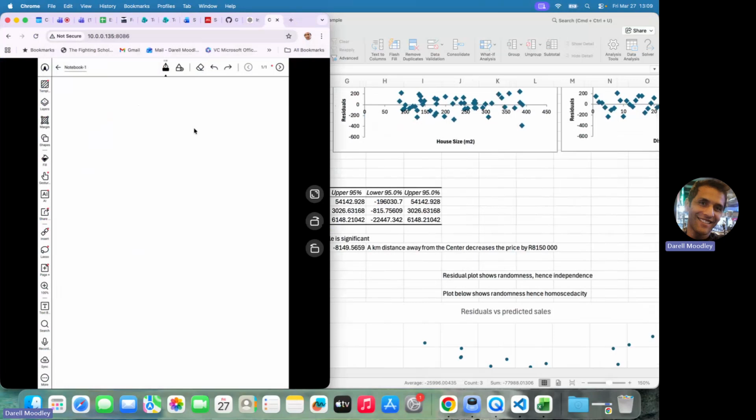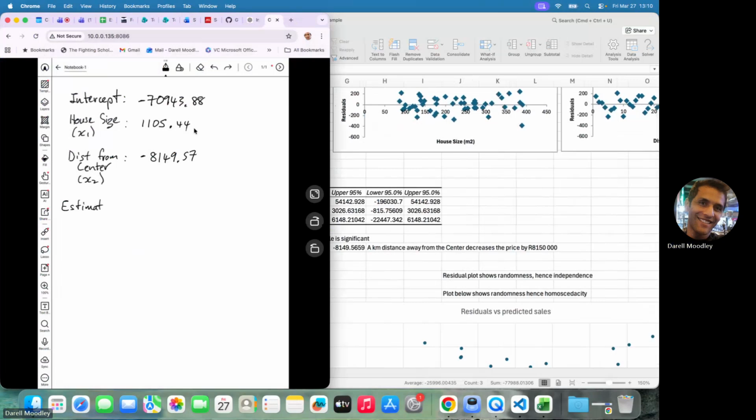For our intercept, what we had was minus 70943.88. For x1, or house size, it was 1105.44. And then for distance from center, which is x2, that was minus 8149.57.